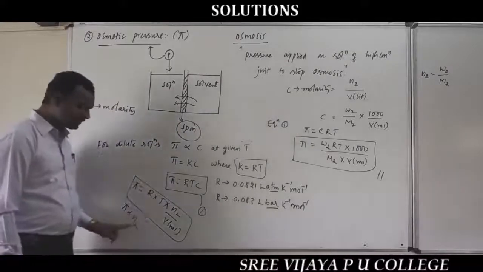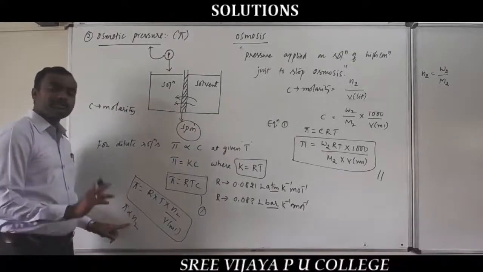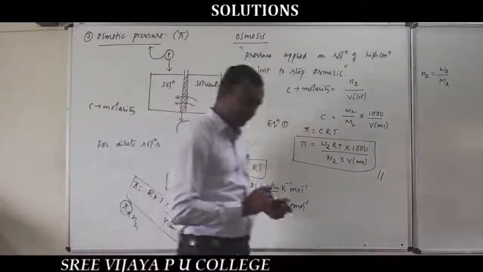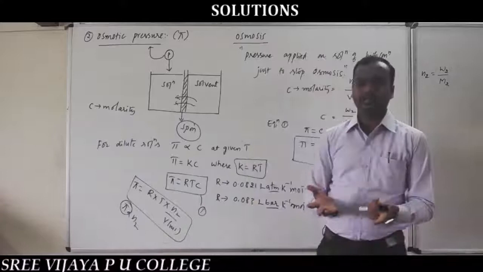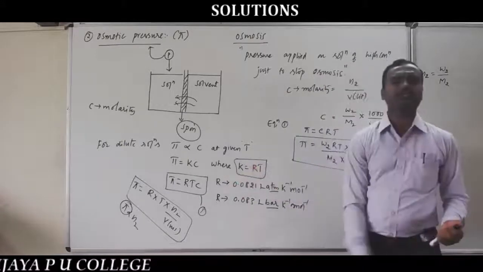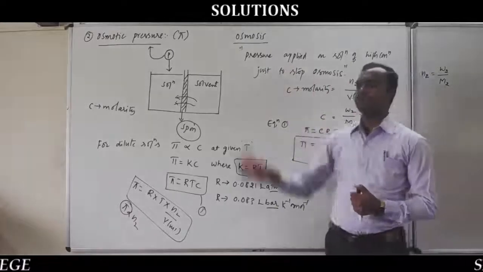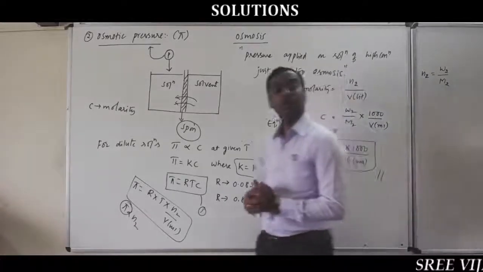Since it depends on the number of solute particles, osmotic pressure is taken as a colligative property. Why is osmotic pressure a colligative property? Because it depends on the number of solute particles, but not on the nature of solute particles. That's why osmotic pressure is also one of the colligative properties.